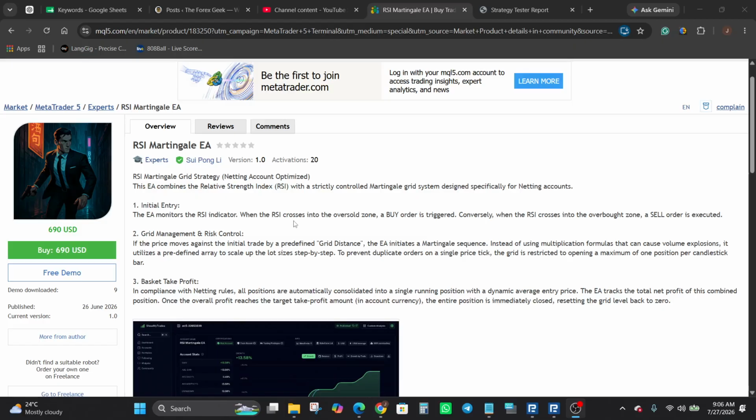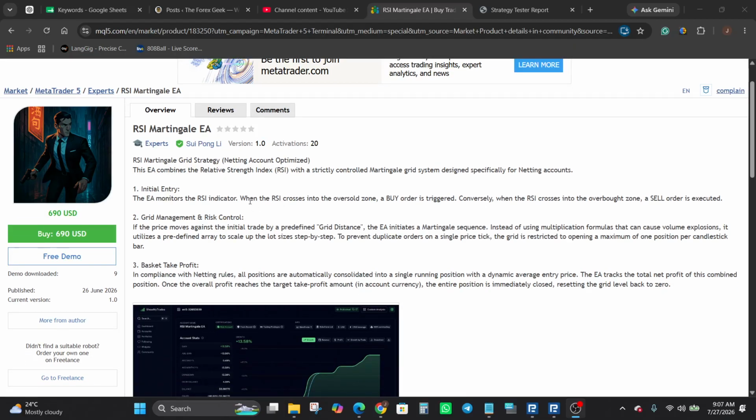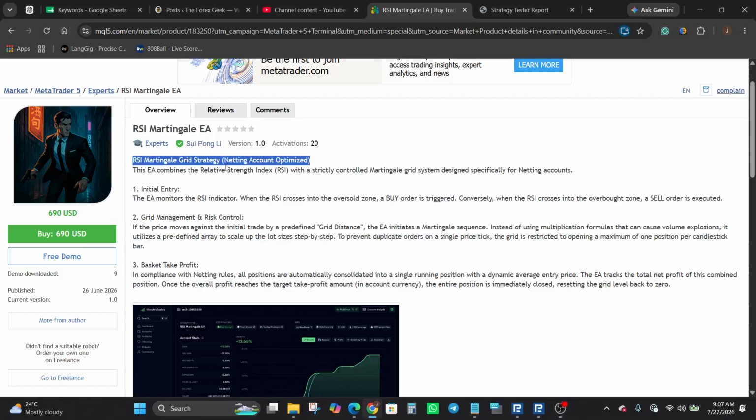All right, so with respect to the platform confirmation, RSI Martingale is built for MetaTrader 5. Let's just walk through the marketplace page from the top. It is developed by Sui Pong Lee, and it's currently in version 1.0 with 20 activations. It is priced at 690 US dollars. The page describes it specifically as an RSI Martingale grid strategy optimized for netting accounts.